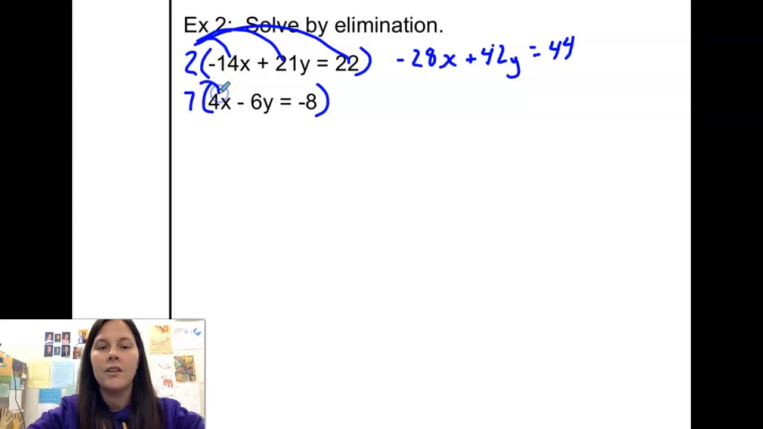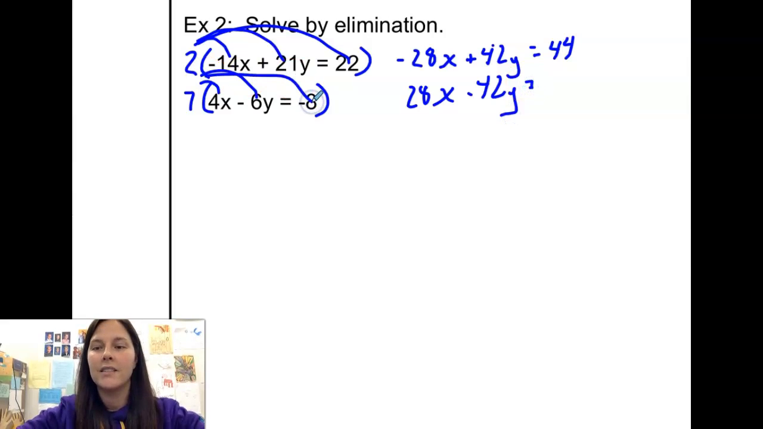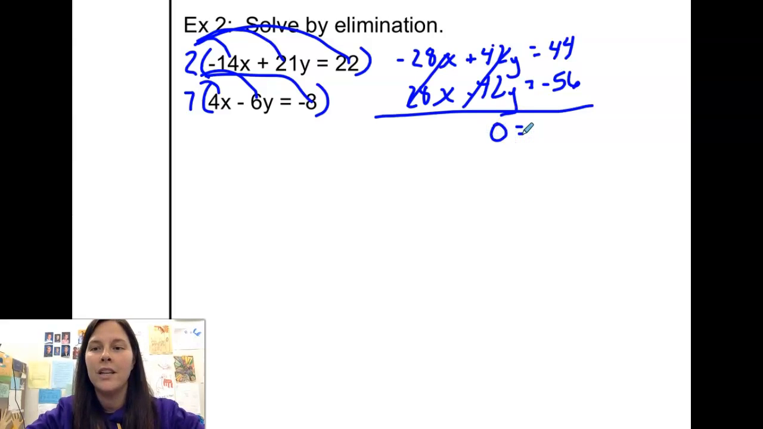Second equation, 7 times 4x gives me 28x. 7 times negative 6 gives me a negative 42y. And 7 times negative 8 gives me a negative 56. Combining my x's, they cancel. Combining my y's, they also cancel. When both variables cancel, that leaves us with nothing or 0. And 44 minus 56 gives us a negative 12.